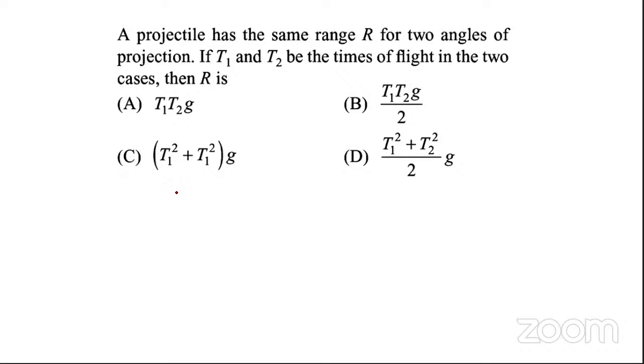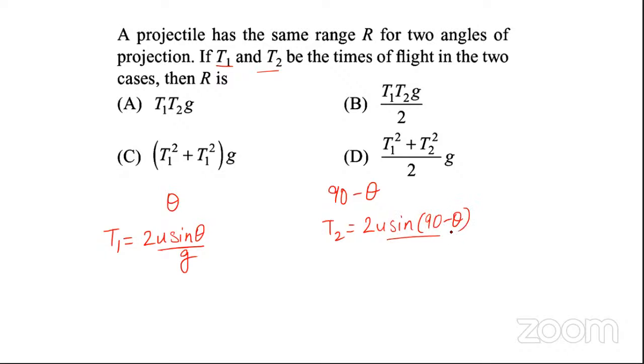Same range R for two different angles happens when both angles are complementary. So suppose one is theta and the other is 90 minus theta. So what will T1 and T2 be? T1 can be calculated as 2u sin theta by g, right? And T2 will become 2u sin(90 minus theta) by g. This can be written as 2u cos theta by g. Is that right?